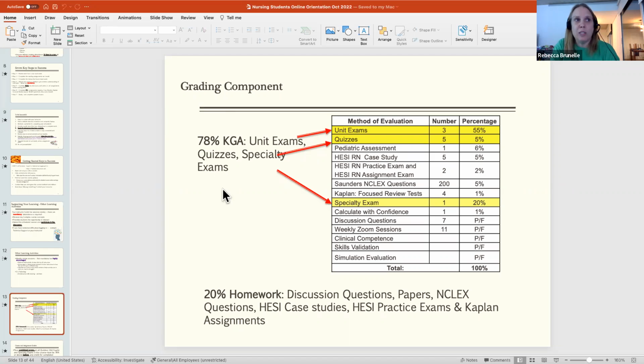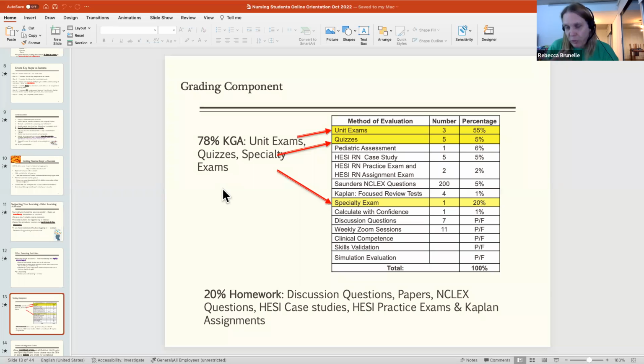I think you guys know this, KGA, which stands for Key Graded Assignments. It's your unit exam, quizzes, and your specialty exam, or your HESI. So the total of those three things has to be 78% or higher, or your homework doesn't get added in.